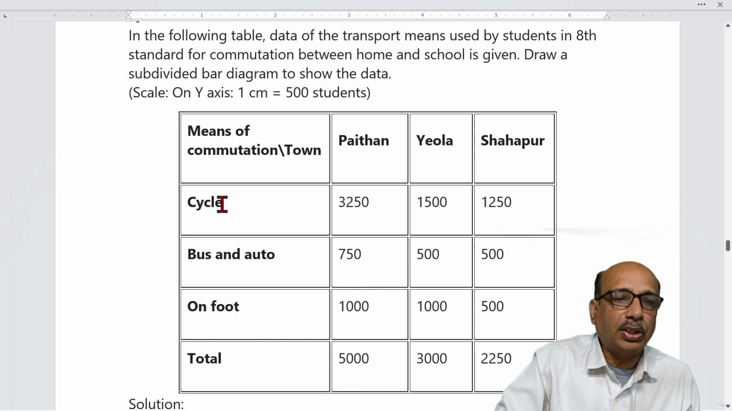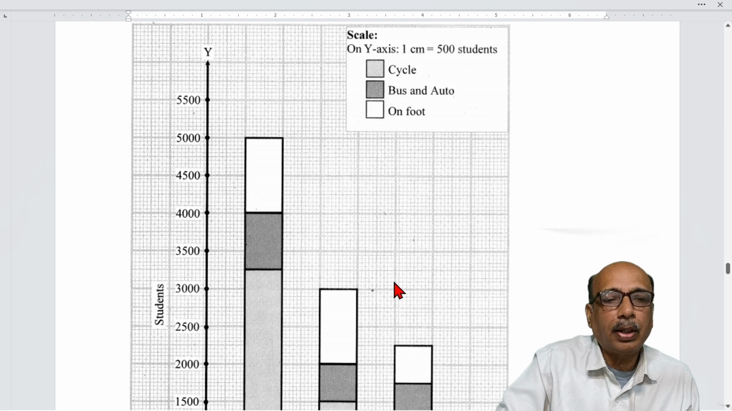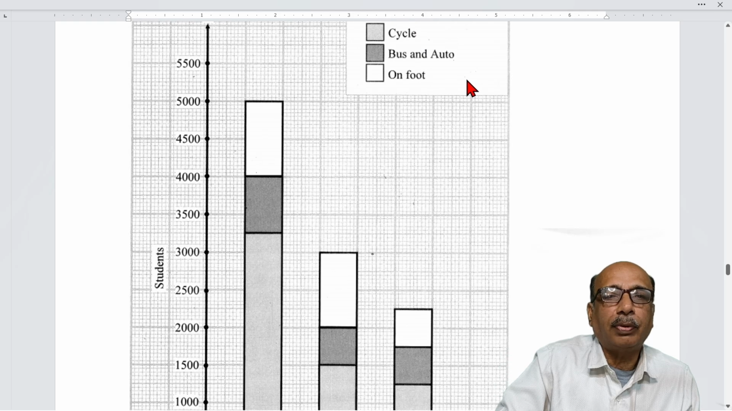Means of communication: cycle, bus and auto, on foot. This will be coming in the scale, and the town will be coming on the x-axis. The number of students will come on the y-axis. So on the y-axis, 1 centimeter equals 500 students. For cycle it is given in light grey color. For bus and auto it is given dark grey color. On foot it is given blank.